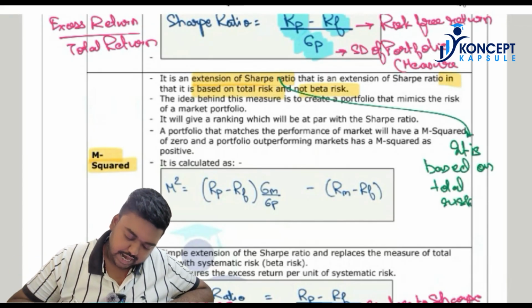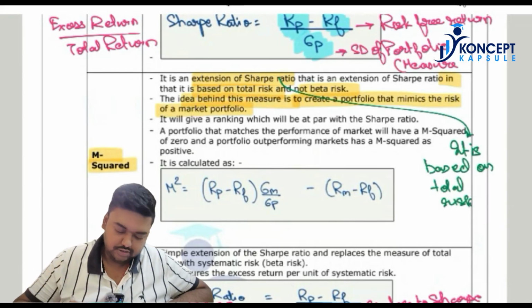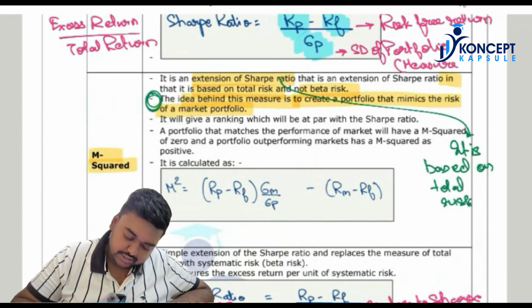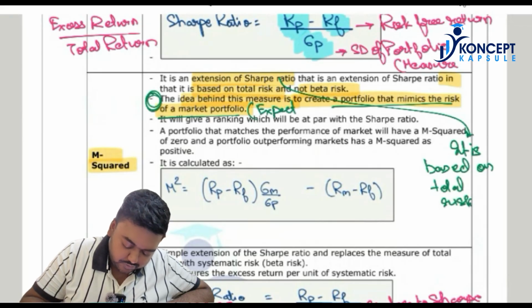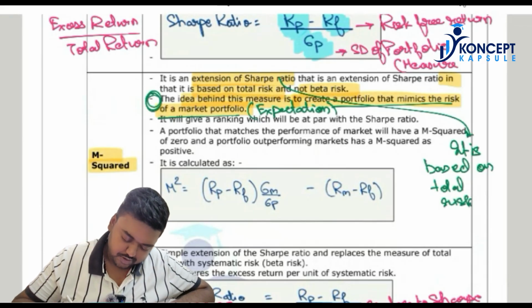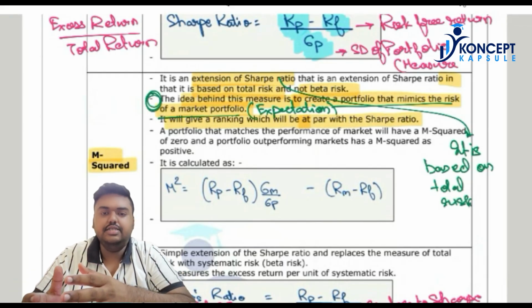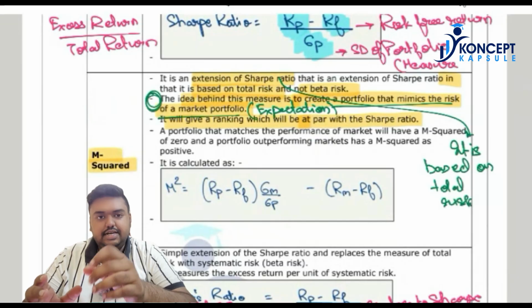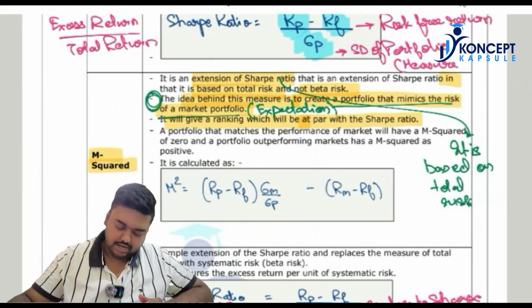Okay. The idea behind this measure is to create a portfolio that mimics the risk of the market portfolio. See, create a portfolio that mimics the risk of a market portfolio. Can we say we are trying to compute expectation over here? We are trying to create expectation over here. This is the risk that I am taking. It will give a ranking which will be at par with the Sharpe ratio. Definitely, since it is based on the measure of total risk, there are high chances that the kind of result that it will give me for my portfolio will be similar to that of the Sharpe ratio.